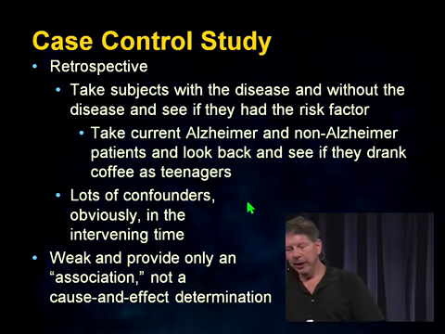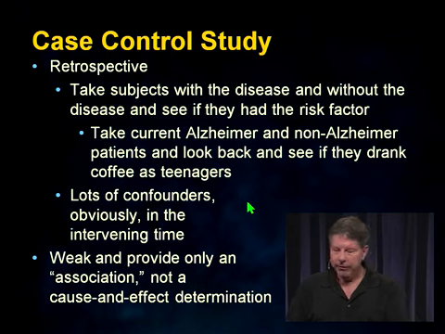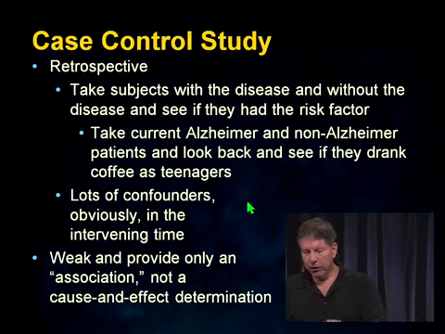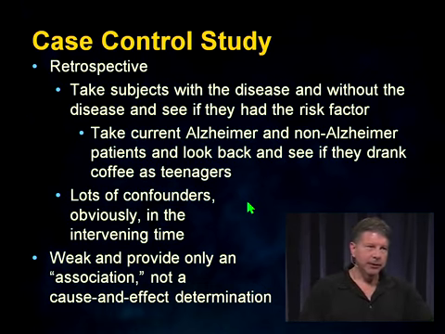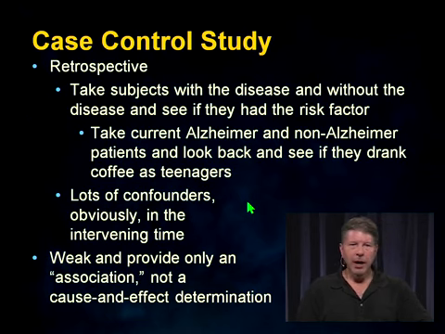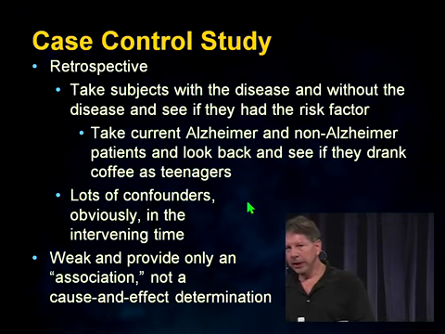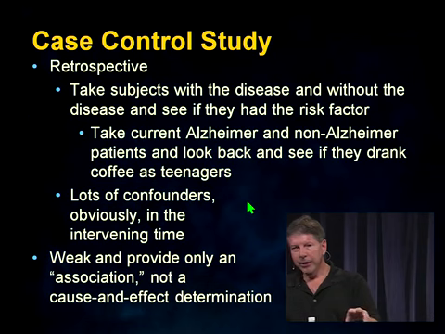So an example would be, let's take current Alzheimer patients and non-Alzheimer patients and look back and see if they drank coffee as teenagers, okay? And if you see a higher rate of Alzheimer's in people who drank coffee as teenagers, then you say, okay, maybe there's an association here, okay? Maybe coffee drinking in teenage years is associated with Alzheimer's.